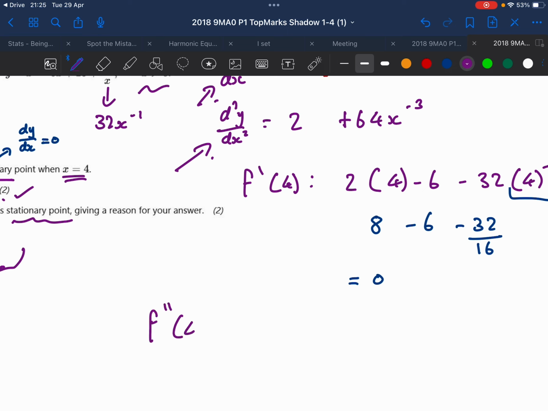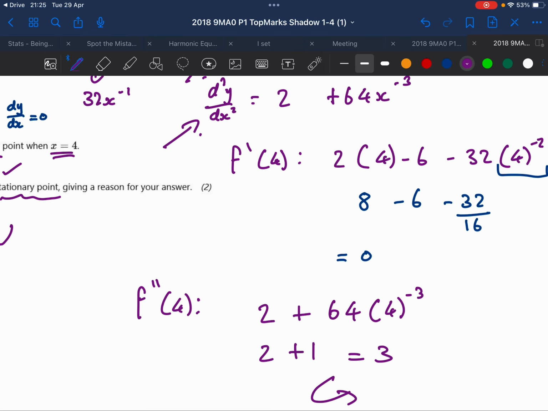So for our notation, we're going to look at 4. So that would be 2 plus 64, 4 to the minus 3. So 4 to the minus 3 is going to be a 64, but in the denominator. So it's going to end up being 2 plus 1, which equals 3. So when we have a positive value, it means it is a minimum.